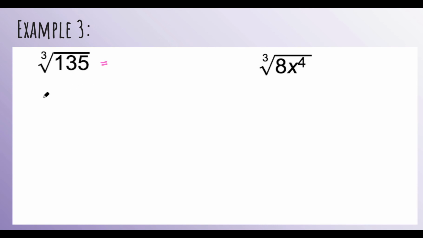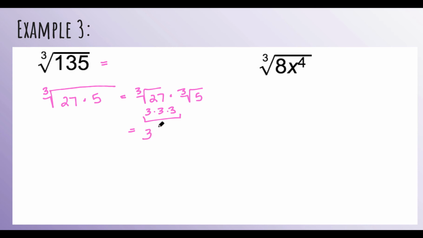So we can simplify this as the cube root of 27 times 5, which is equivalent to the cube root of 27 times the cube root of 5. Cube root of 27. Well, 27 is 3 times 3 times 3. Since there's 3 of these, it can come out of the cube root. So we end up with 3 times the cube root of 5.